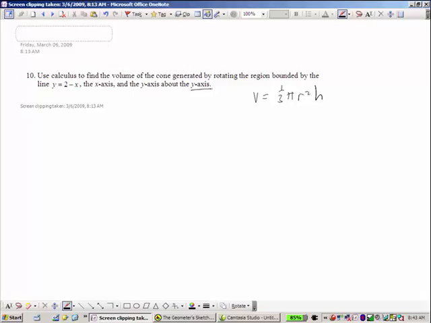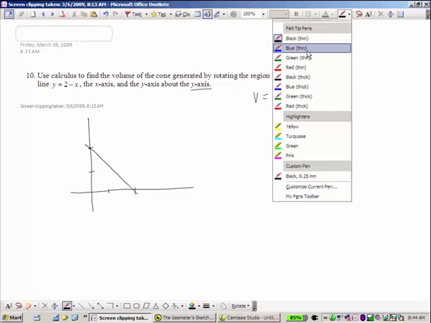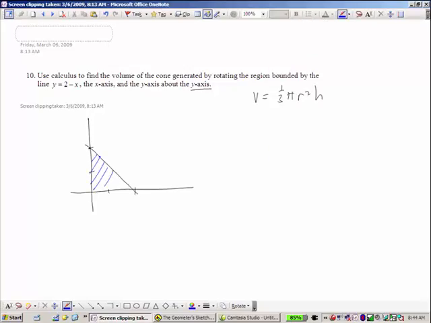Oh my gosh, I don't even know what they're saying. This is crazy, I tell you. All right, let's draw a picture. The line 2 minus x has a y-intercept of 2 and a slope of -1. All right, so we're going to take this region between the x-axis, the y-axis, and that line. So we're actually taking this triangle, right? And it says rotated around the y-axis.